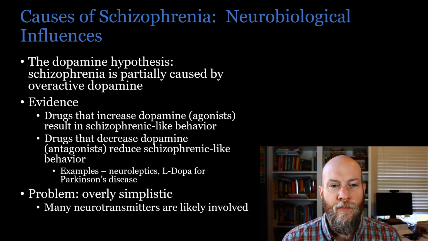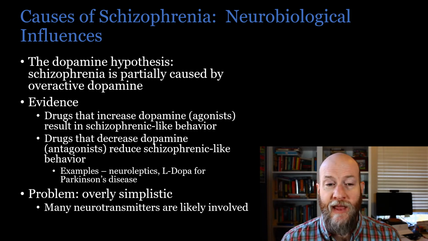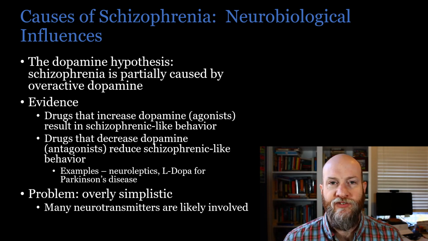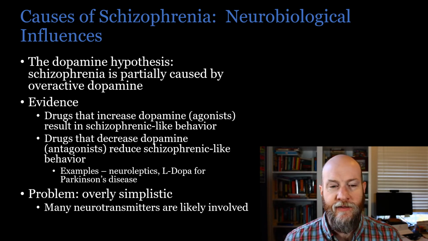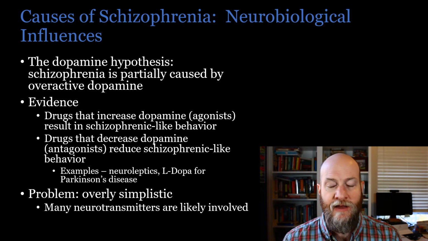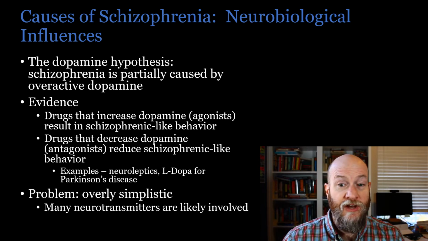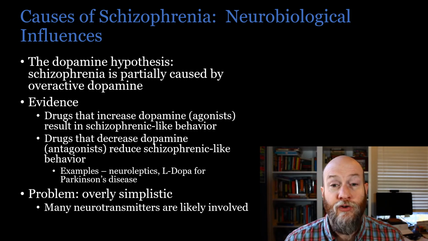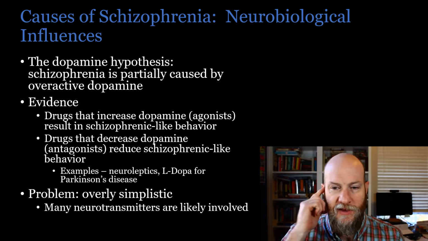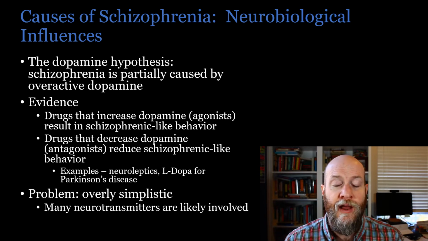So drugs that decrease dopamine, dopamine antagonists, reduce schizophrenic-like behaviors. For example, if someone comes into the ER who has overdosed on methamphetamine and is experiencing a psychotic break, if you give them a drug that decreases dopamine, a dopamine antagonist, what's now called an antipsychotic medication, you will see the hallucinations start to go away. Right? So the drugs that have been developed for things like schizophrenia are typically called neuroleptics, antipsychotic medications, and they tend to decrease dopamine in certain parts of the brain.